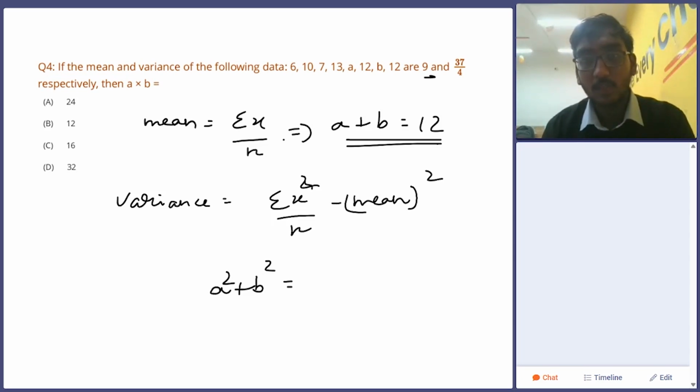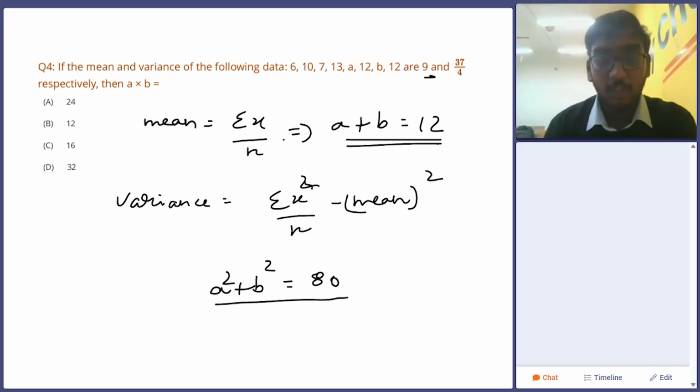Wait, I'll calculate and let you know. Square. You find it to be 80. Okay. Will be 722 minus 642, right? We'll find it to be 80. Since a plus b is also known and a square plus b square is also known, you can easily calculate ab.